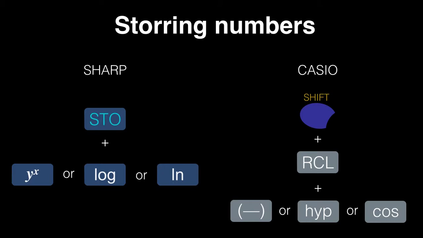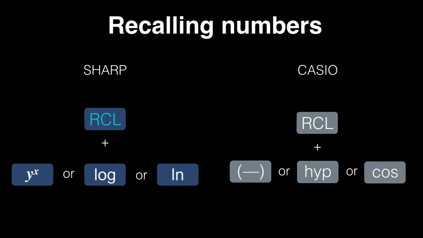In a Casio, we're looking at shift recall. Obviously, when you press the shift, the recall becomes store. And once again, all the buttons in that line. Then obviously you need to recall the numbers. In the Sharp, once again, it's a straightforward process. You press the recall button and then where you stored it. In the Casio, nice and simple again, recall that button.